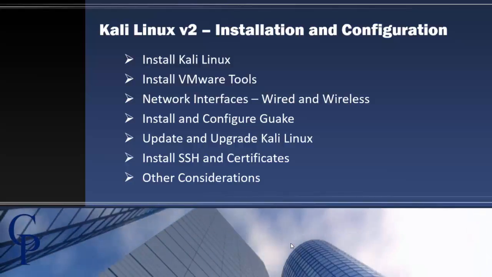So we're going to install Kali. Of course, we're going to install the VMware tools. We're going to check our network interfaces, and if those are up and running and I have both wired and wireless, then we're going to go ahead and install a brand new program that I just got a hold of late last night called Gwake.